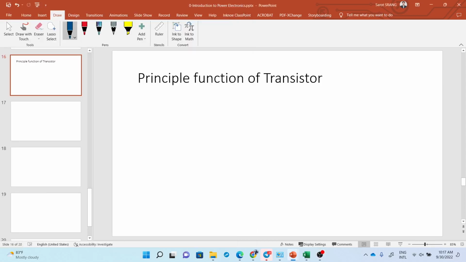So from the introduction, you can see the usefulness of the transistor. Here I want to explain the principal function of a transistor, before I show the component and the material used to make a transistor. Okay? So let's see the function first. So what can a transistor do?